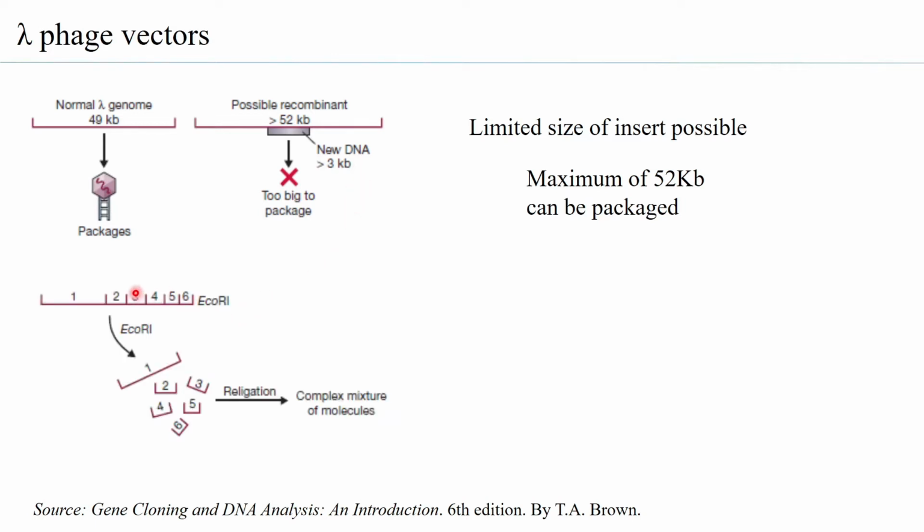Another issue that has been observed with the lambda phage DNA is that it has five restriction sites for EcoR1, which means that if one wants to insert a gene using EcoR1, then the lambda DNA is not going to get cleaved into two fragments, but it will be cleaved into several smaller fragments.